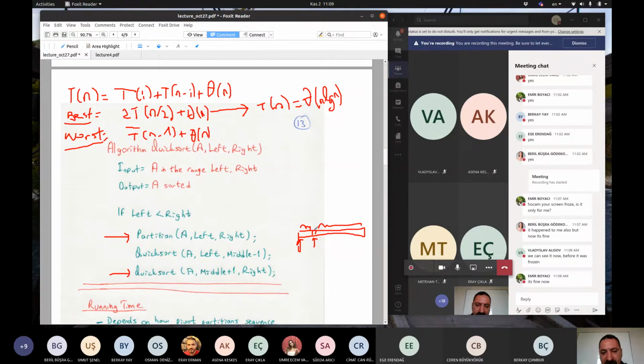Note that even if the pivot is the largest element, which means that the pivot ends up in the right index, in this case the first quicksort recursive call will spend T of n-1 time and the second recursive quicksort call will spend constant time. In either case, this will be our recurrence for the worst case: T of n-1 plus theta of n. And in our previous classes, we have seen that this recurrence evaluates to T of n equal to theta of n squared.